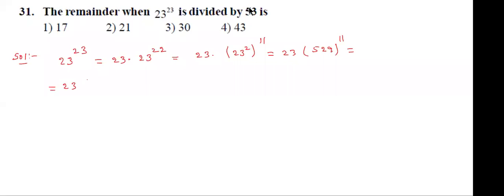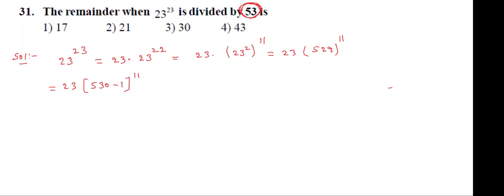23 into 529 means that is (530 - 1) whole power 11. 530 we can write as 53 into 10, or not? Yes, so 53 into 10. 530 is divisible by 53. So that's why I converted it like this.